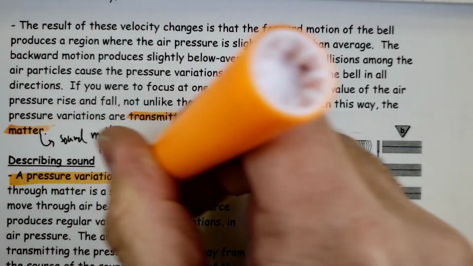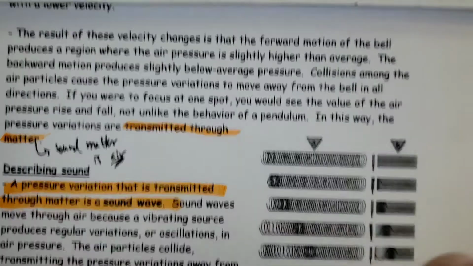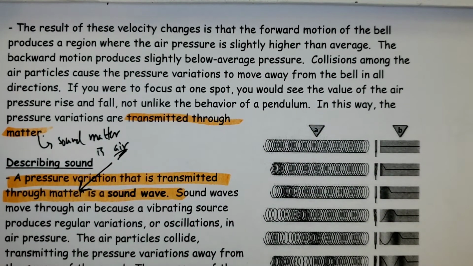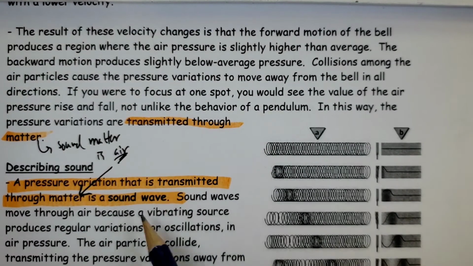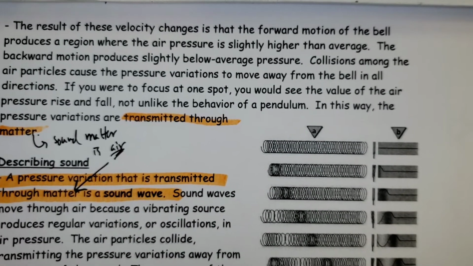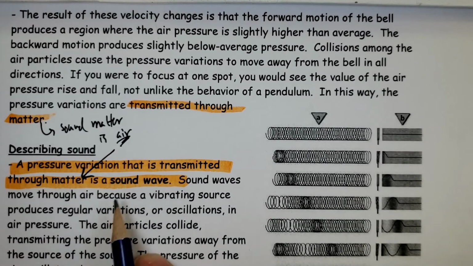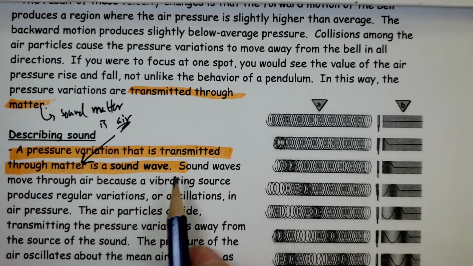Describing sound: a pressure variation that is transmitted through matter is called a sound wave. And of course, that matter could be air, could be other things too. There's the old idea that you could tell when a train is coming by putting your ear down to the railroad track. Or of course, you can hear underneath water in a swimming pool, people talking or moving, because in that case, the medium is water, a liquid.